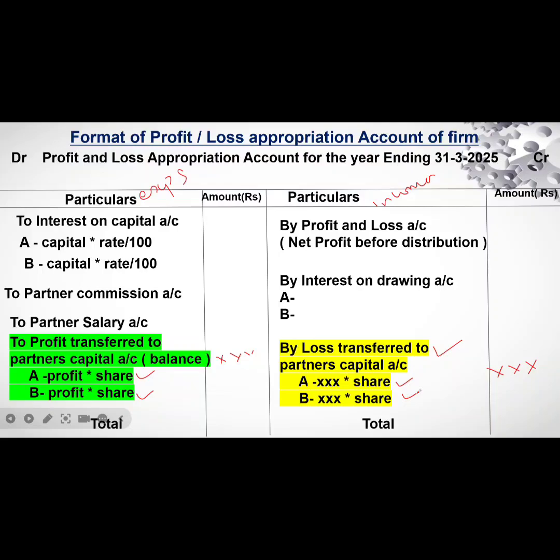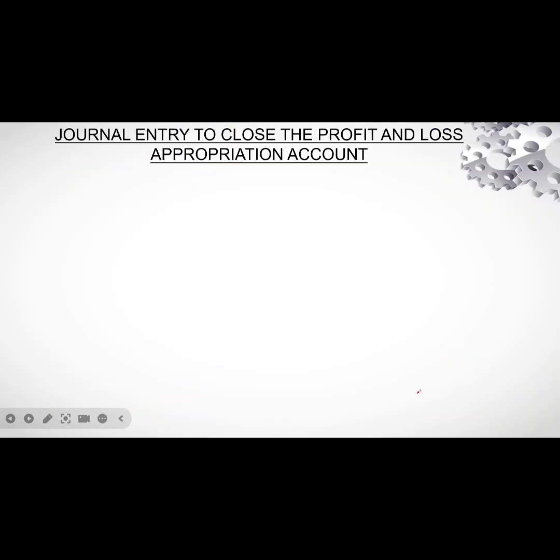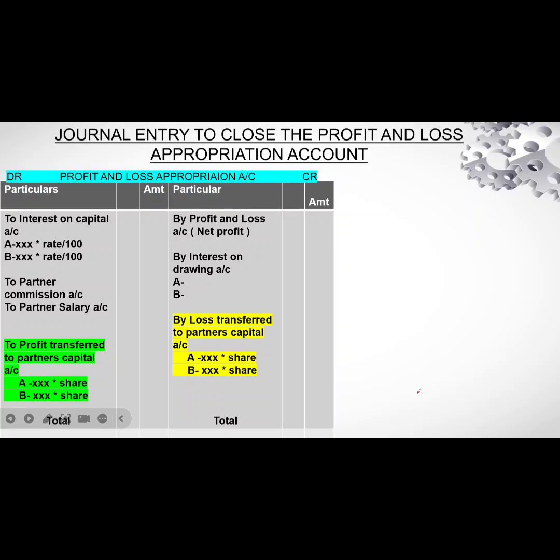Now let's see how to write a journal entry to close this profit and loss appropriation account. Just take an example of the account we had already prepared, the profit and loss appropriation account. On the debit side are all expenses and on the credit side all incomes. Here we have already recorded the incomes and the expenses, and we have arrived at profit, and if it is a loss, it is recorded on the credit side. Now with the help of this, we are going to write a journal entry.